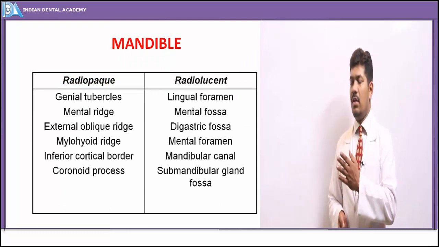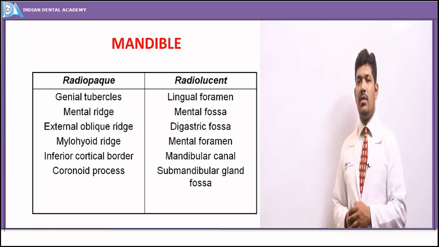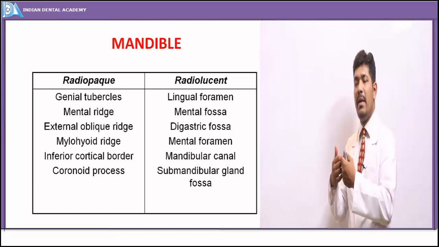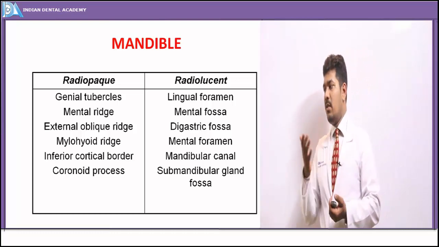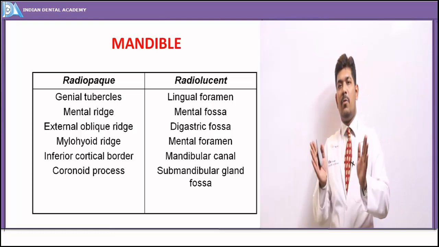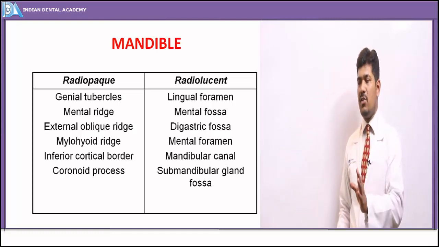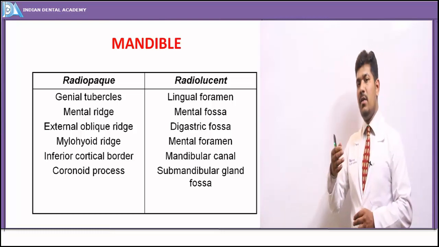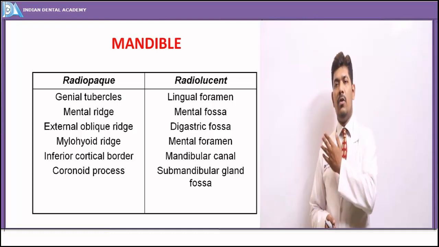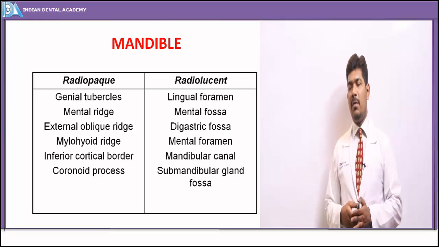In the mandible, on the other hand, again the radio-opaque and radiolucent structures. The radio-opaque structures, starting from the midline, we have the genial tubercles going backwards. We have the mental ridge, the external oblique ridge, the inferior cortical border, and the coronoid process. All these starting from the midline extending backwards. Then we have the radiolucent structures. We have the lingual foramen, which is the midline structure. Going backwards, we have the mental fossa, digastric fossa, up to the end of this particular radiolucent spectrum. We have the submandibular fossa.